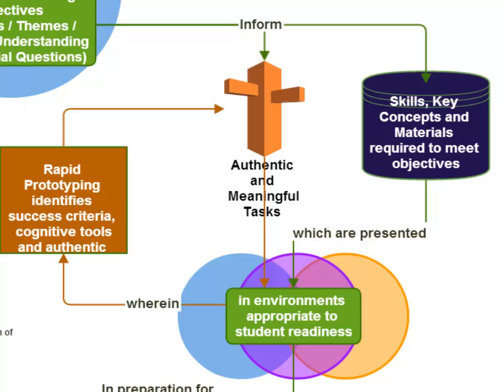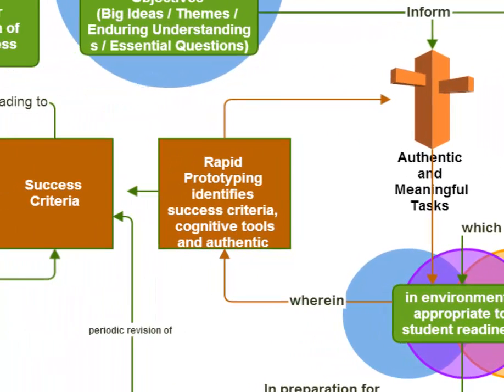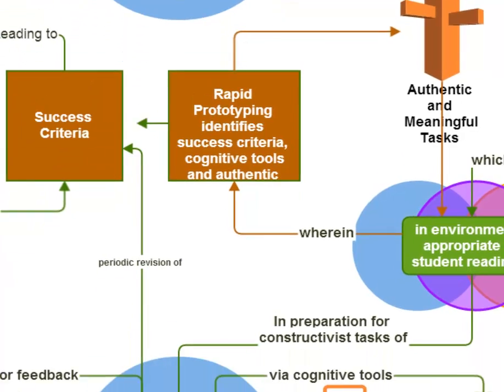From here, there will be a rapid prototyping that would identify the success criteria, the cognitive tools needed to meet the objectives, as well as to design authentic and meaningful tasks. During this rapid prototyping, we should also identify success criteria for measuring the objectives.